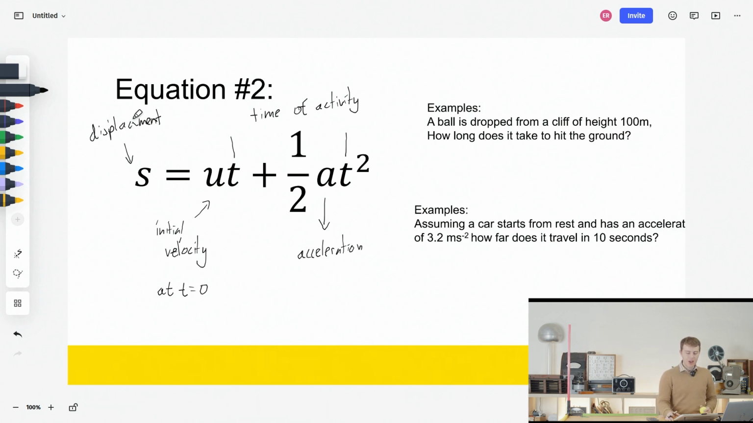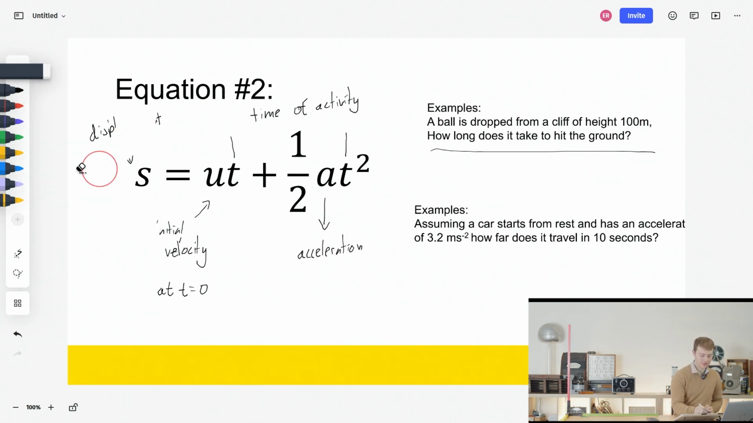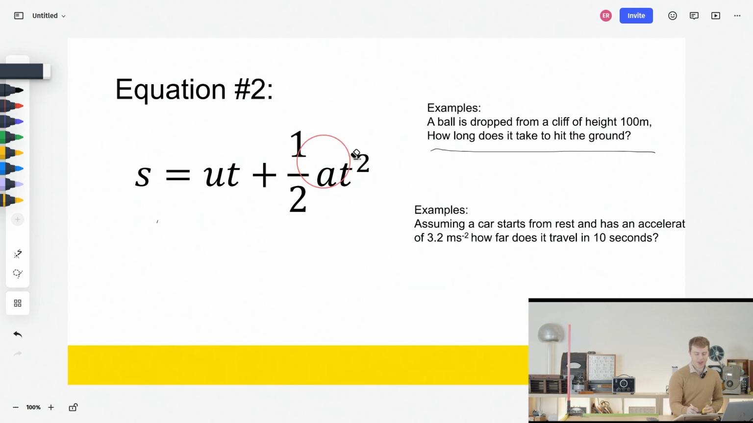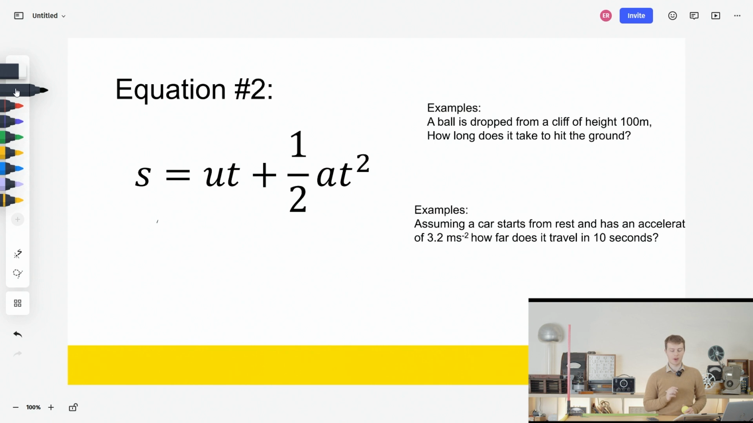So, as an example, a ball is dropped from a cliff of height 100 meters. How long does it take to hit the ground? That's a harder one. We'll do the second one first, right? But that top one is a very common type of question. But I want to do a simple one first, where we don't rearrange.